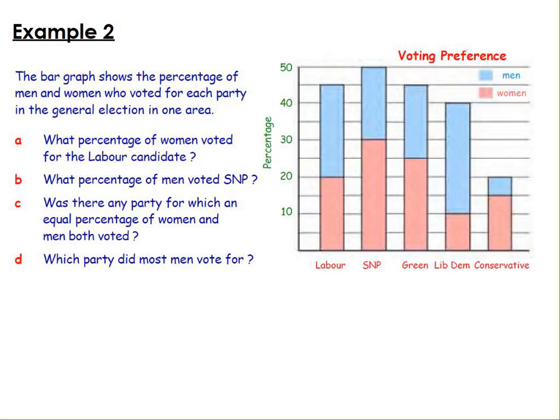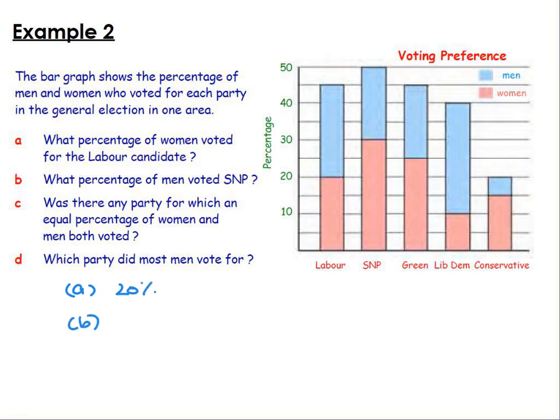Example 2. So this bar graph is looking at voting preference in a general election. So men, the blue bar, women, the kind of red pink bar. Part A, what percentage of women voted for the Labour candidate? Okay, this is this bottom bar here. And if you look up, it's 20%. So part A is 20%.